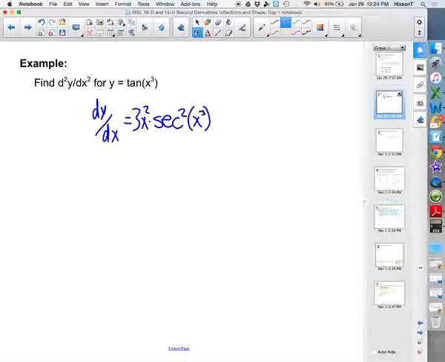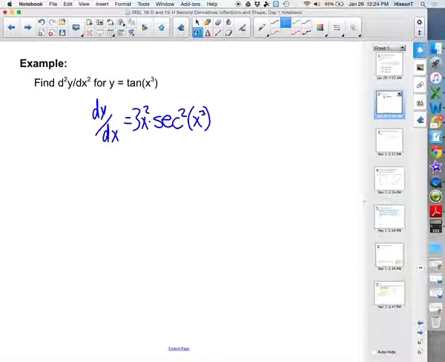Well, for secant squared, you would have to use the chain rule, because you have something squared. What is the derivative of secant? Secant is secant times tangent. And then the derivative of negative secant? Well, the negative won't make any difference, you just put a negative in front: negative secant times tangent.